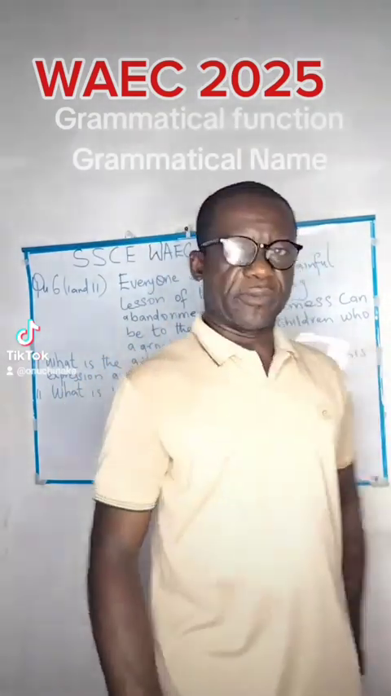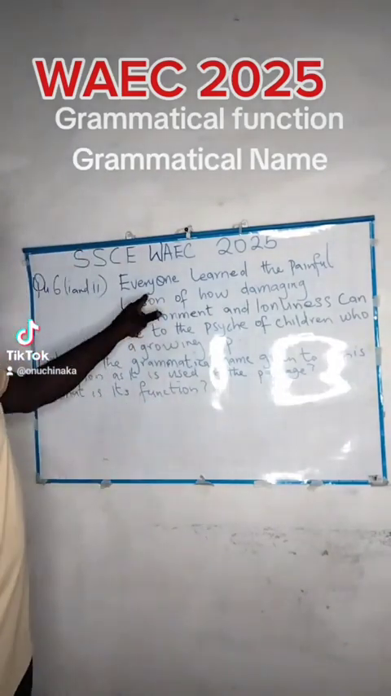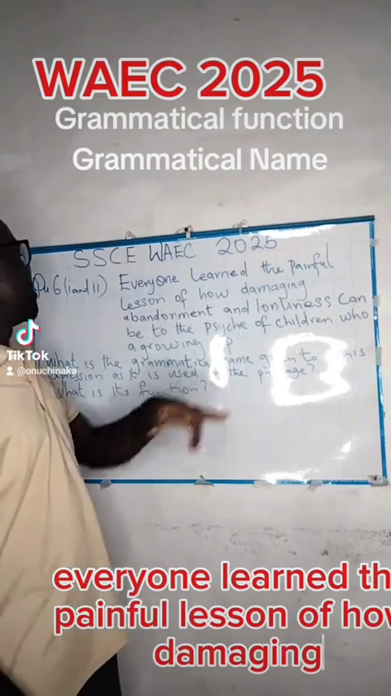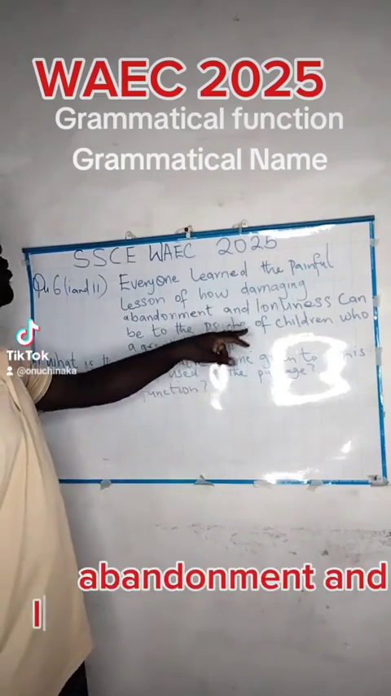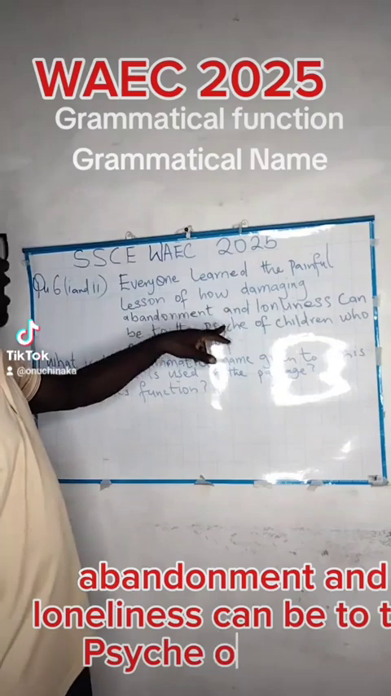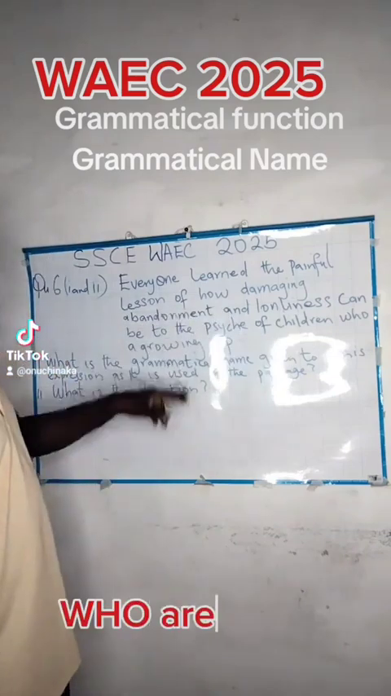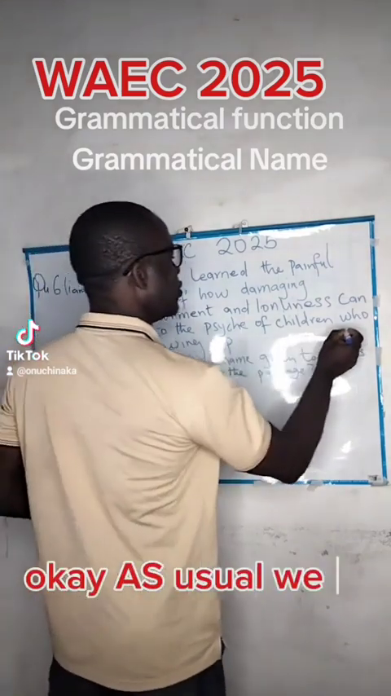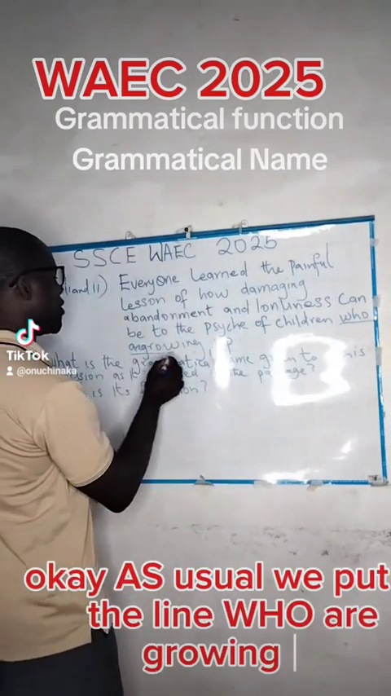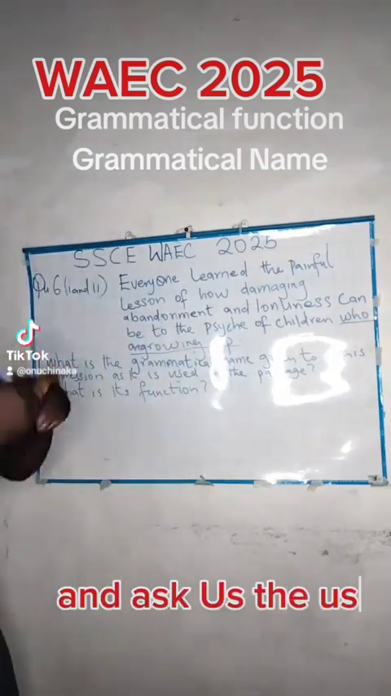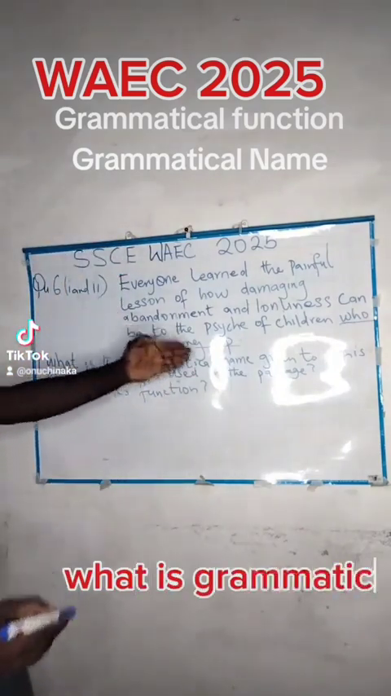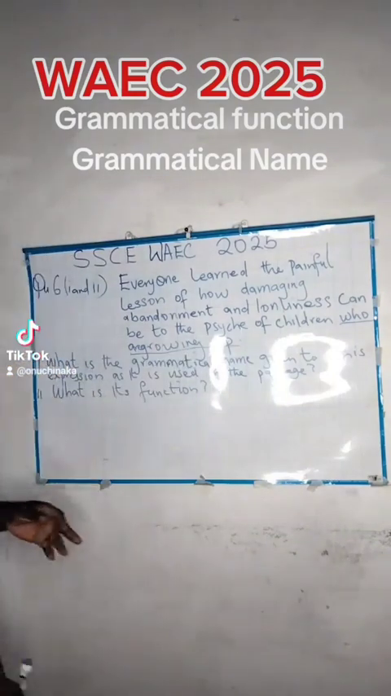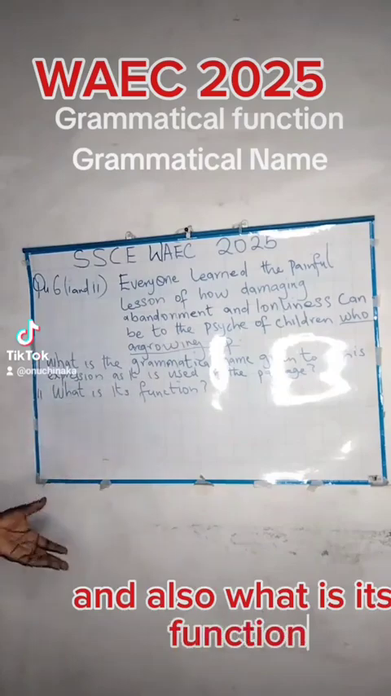Let's take the question. It says, "Everyone learned the painful lesson of how damaging abandonment and loneliness can be to the psyche of children who are growing up." Okay? As usual, WAEC will underline "who are growing up" and ask us the usual question: what is the grammatical name given to this expression as it is used in the passage? And also, what is its function?